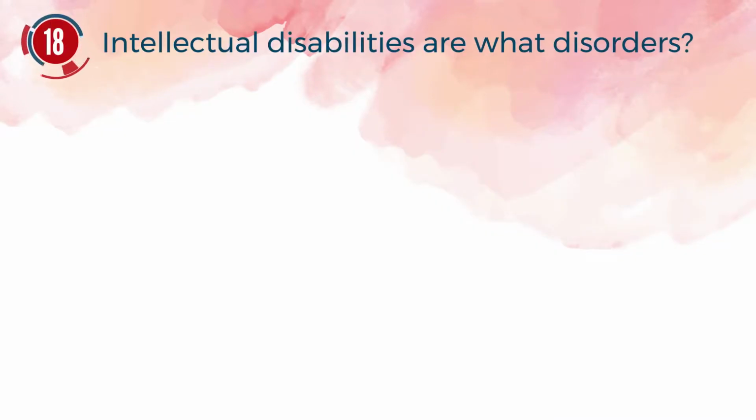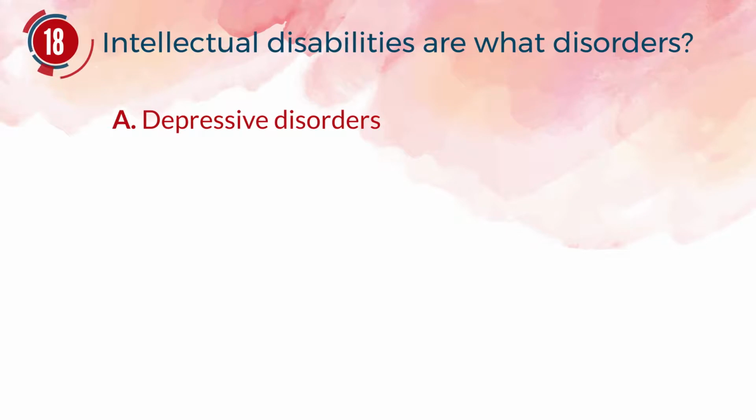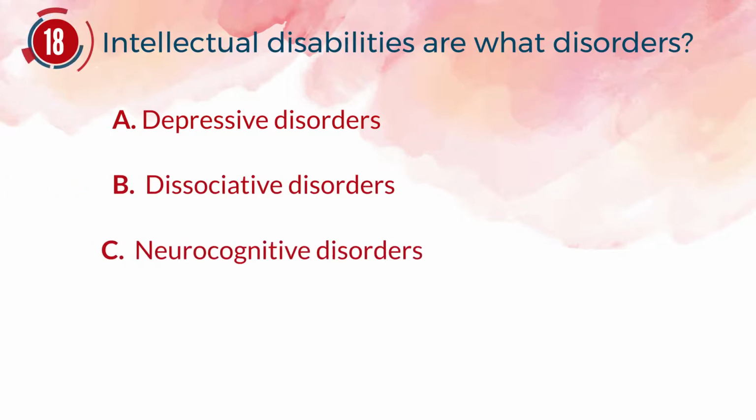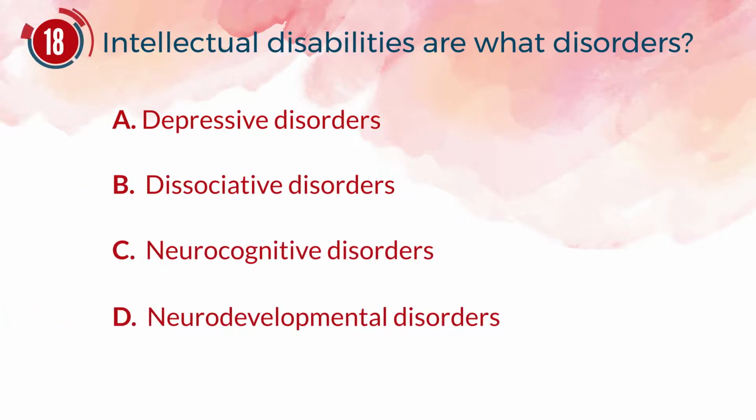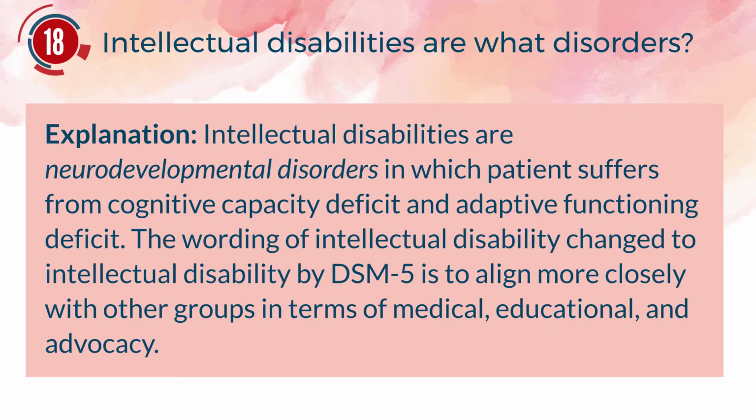Number 18. Intellectual disabilities are what disorders? A. Depressive disorders. B. Dissociative disorders. C. Neurocognitive disorders. D. Neurodevelopmental disorders. The answer is D. Neurodevelopmental disorders. Explanation. Intellectual disabilities are neurodevelopmental disorders in which patients suffer from cognitive capacity deficit and adaptive functioning deficit. The wording was changed from mental retardation to intellectual disability by DSM-5 to align more closely with other groups in terms of medical, educational, and advocacy.